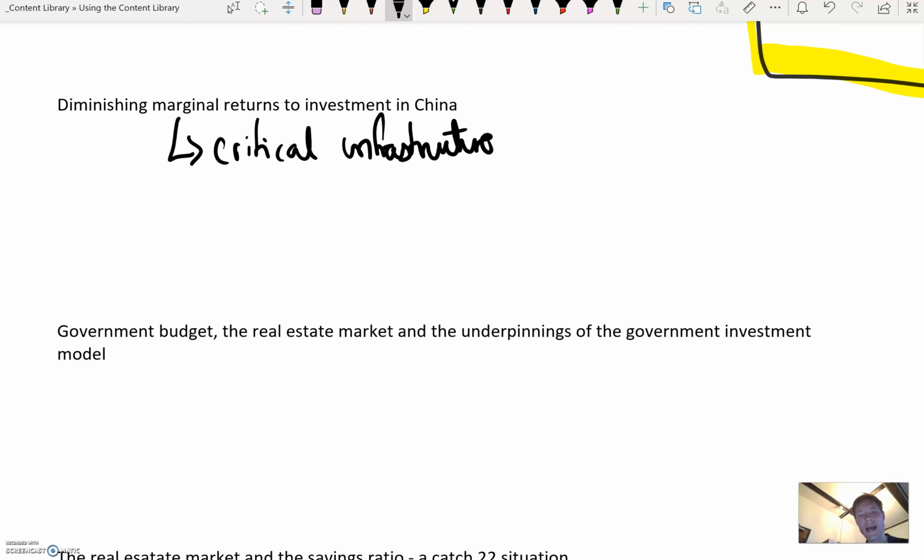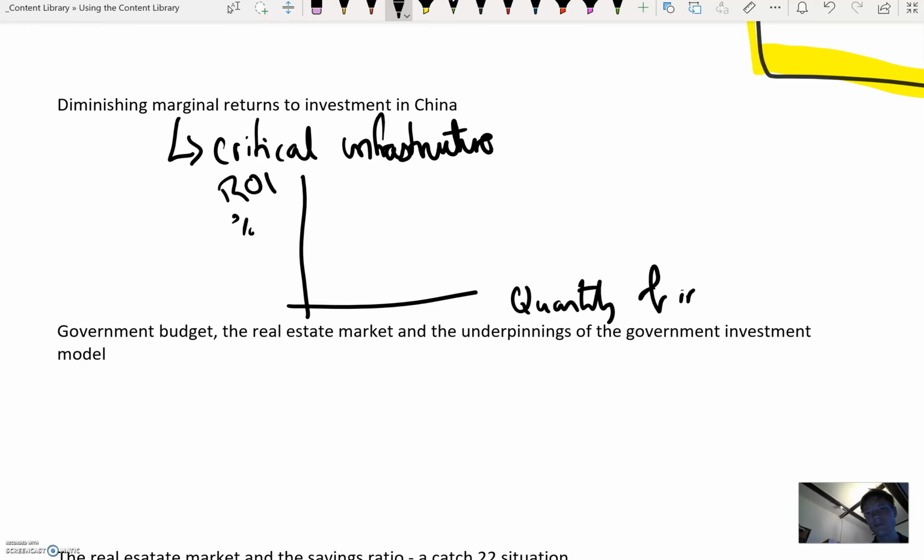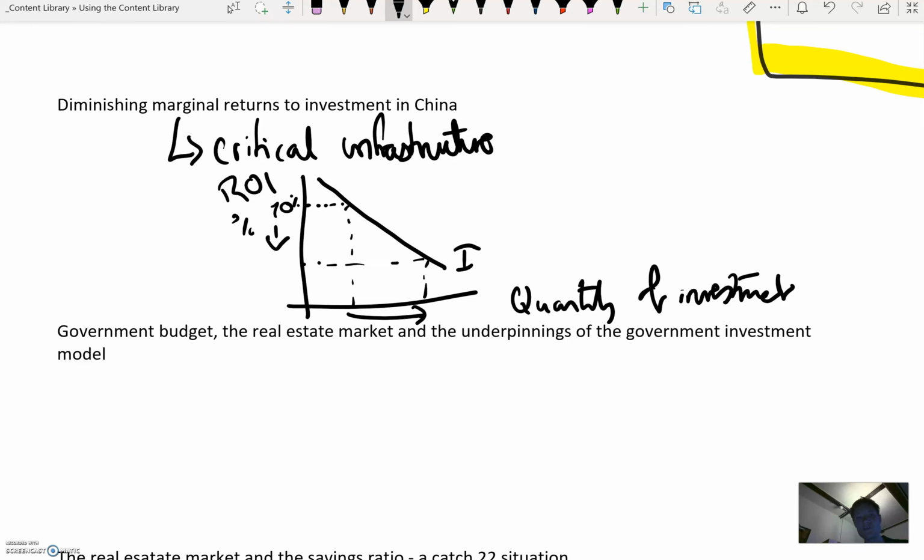But right now, China already has all of its basic critical infrastructure already built, and it's having a return on investment. You could think of the ROI, a percentage of your return, against quantity of investment. This is not a technical diagram, by the way, don't draw it. But what I'm seeing is an investment curve that looks like that. The first investment, that first road you build, you're getting, say, 20% return. Great, that's fantastic, it's very productive. But as we keep on expanding out our investment, the returns go down as we see diminishing marginal returns.